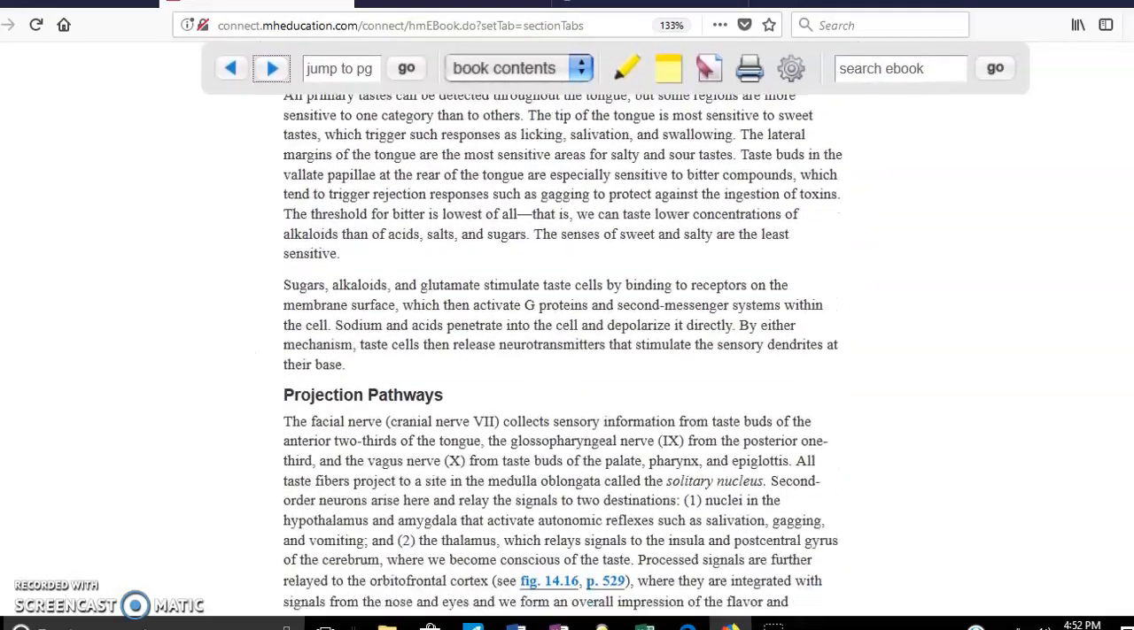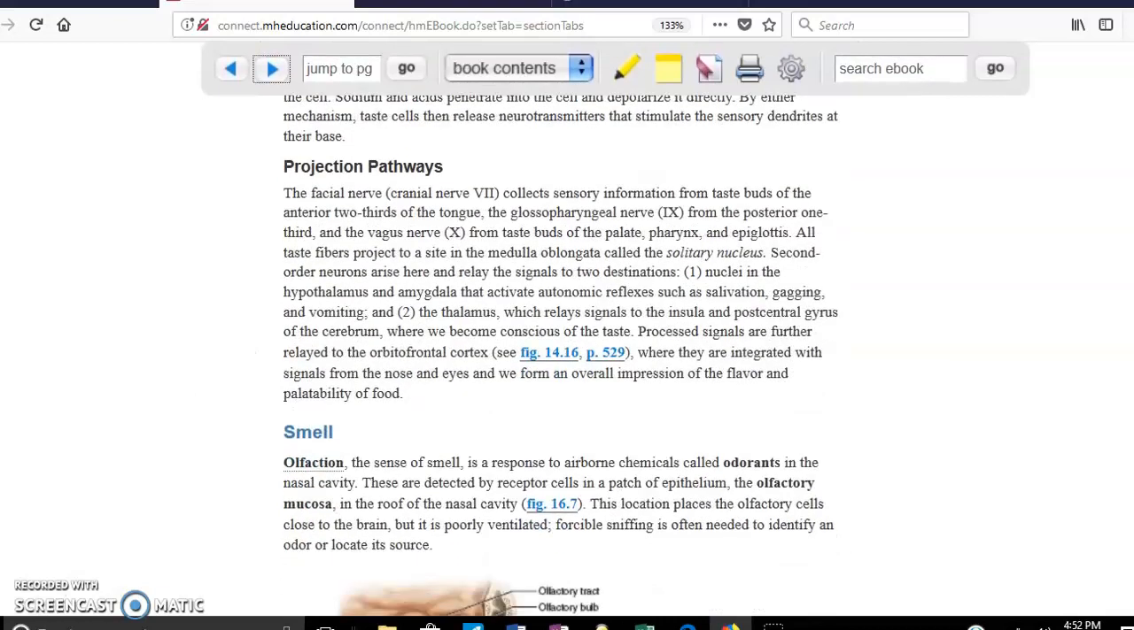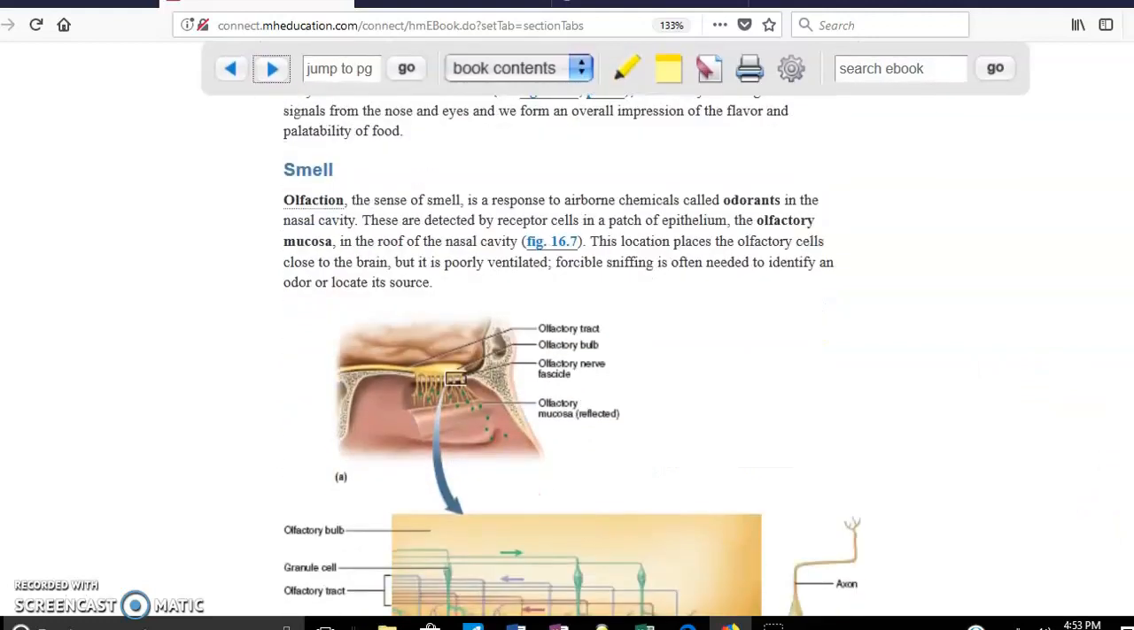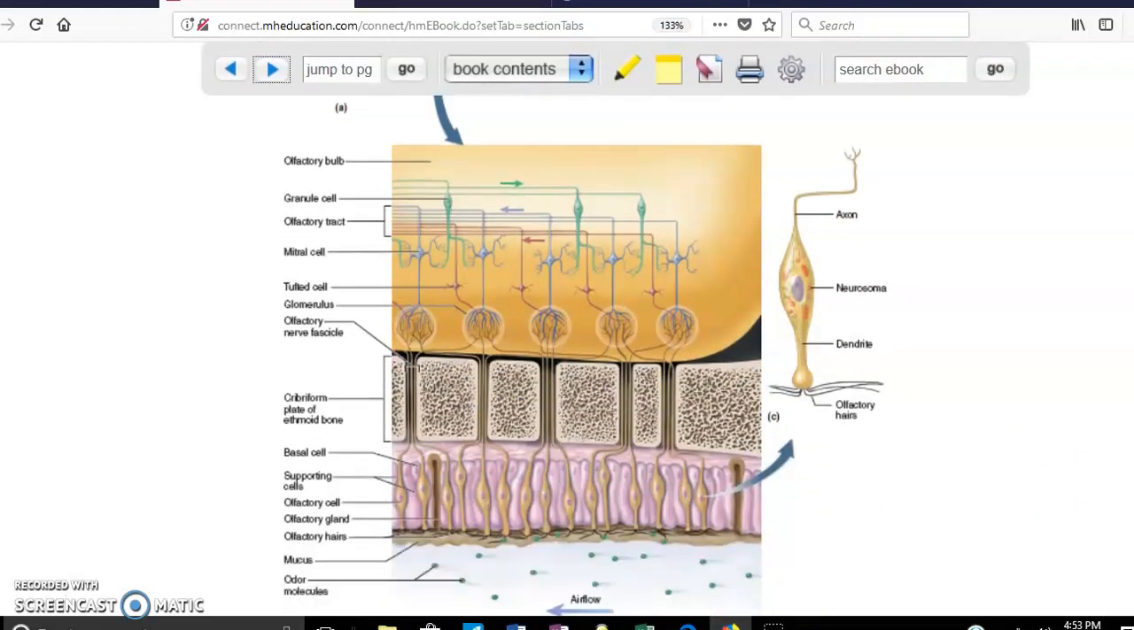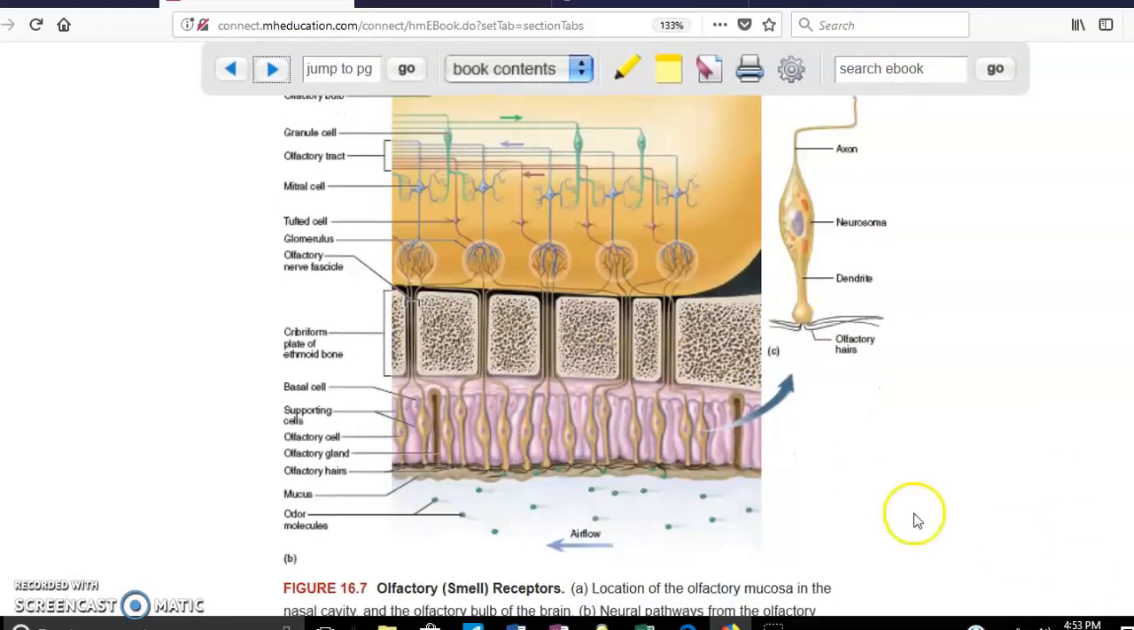If we scroll down, projection pathways. This part is showing you all the cranial nerves that work with the tongue. We see here we have cranial nerve number 7, number 9, number 10. Those are the ones necessary to send information up to your brain from your tongue so we can receive information regarding taste. Smell, in this case: the receptors are located inside your nose, and the nerve that helps take the information up to your brain is cranial nerve number 1.